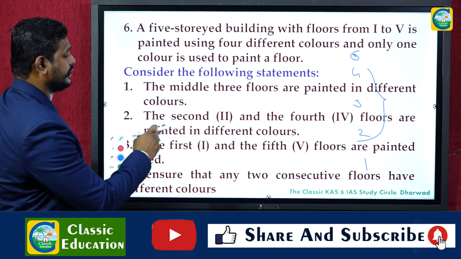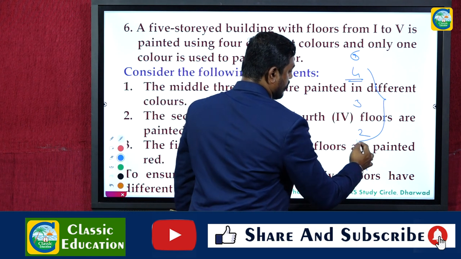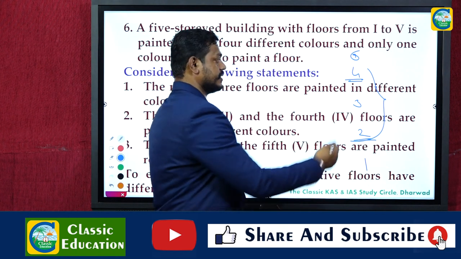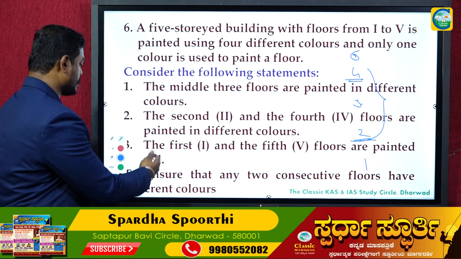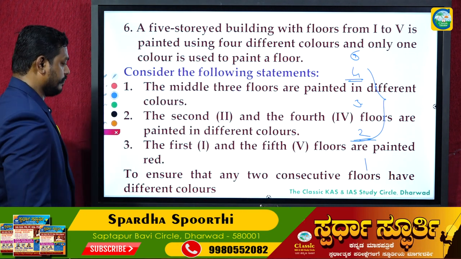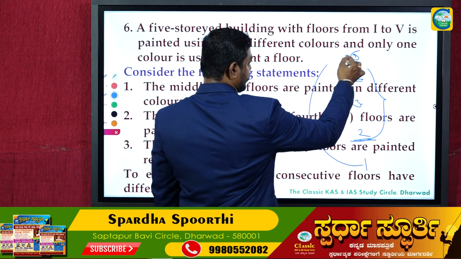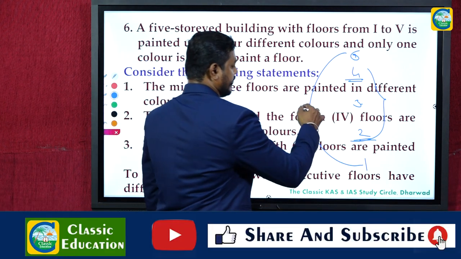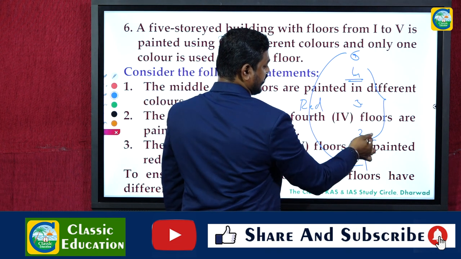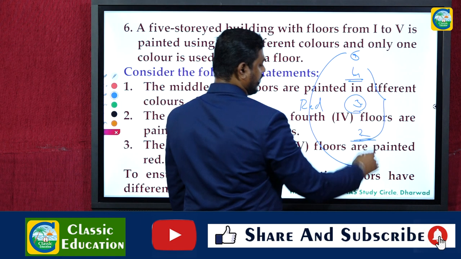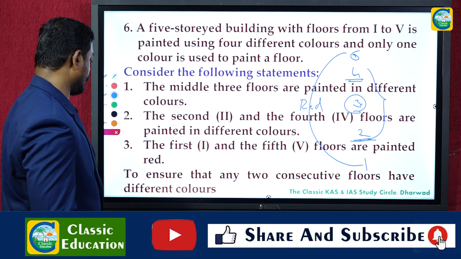the second and the fourth floors are painted in different colors. Second and fourth floors are painted with different colors. Yes, these are different colors, and this is also a different color. Okay, let me see the last point here, that is the third one. The first and the fifth floors are painted red, means the first floor and the fifth floor are painted the same color, that is red. Right, friends? So one different color, 2, 3, and this one is a different color. Okay, total 4 colors, to ensure that any 2 consecutive floors have different colors.